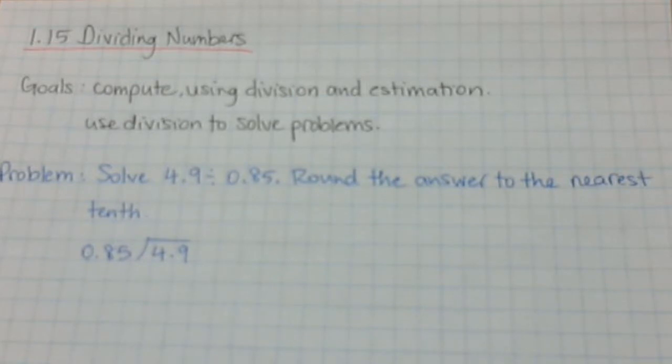So our goal, actually there are two of them today, is to compute using division and estimation, and then to use division to solve problems. So our problem that we're going to be looking at first is to solve 4.9 divided by 0.85. We're going to round the answer to the nearest tenth.